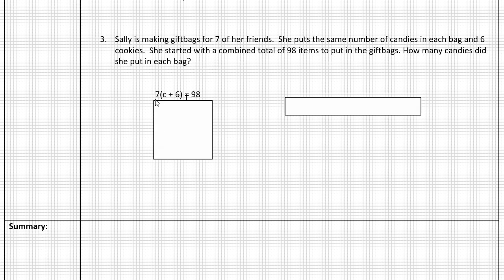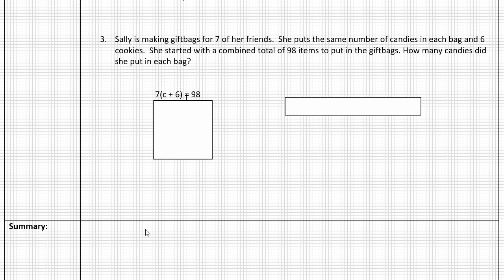Alright, let's compare. So I wrote the equation as 7 times the quantity c plus 6 is 98. Because this grouping symbol with parentheses equals the number of candies that she put, some number, so I just used c, plus the 6 cookies. That's each gift bag, times 7, because she's giving them to 7 friends. And we know that all of the items that she bought for this, the cookies and the candies, was a total of 98 items.